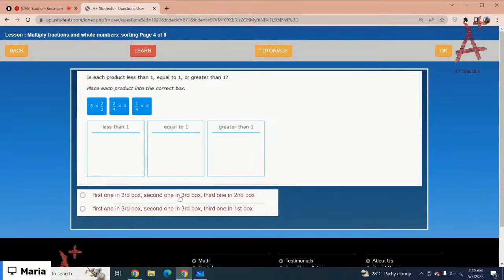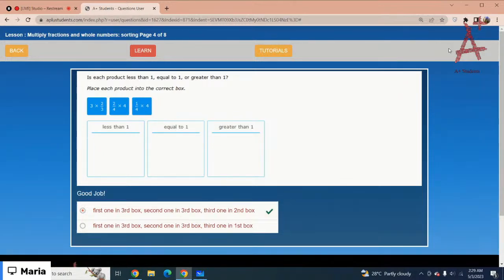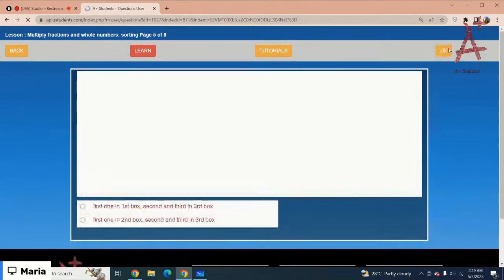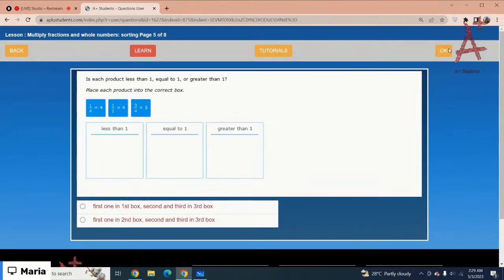So first one in the third box, second one in the third box, and third one in the second box. Option number 1 is the correct option. Okay, the next one is 1 by 4 times 4. 4 and 4 got cancelled out. You are left with 1.